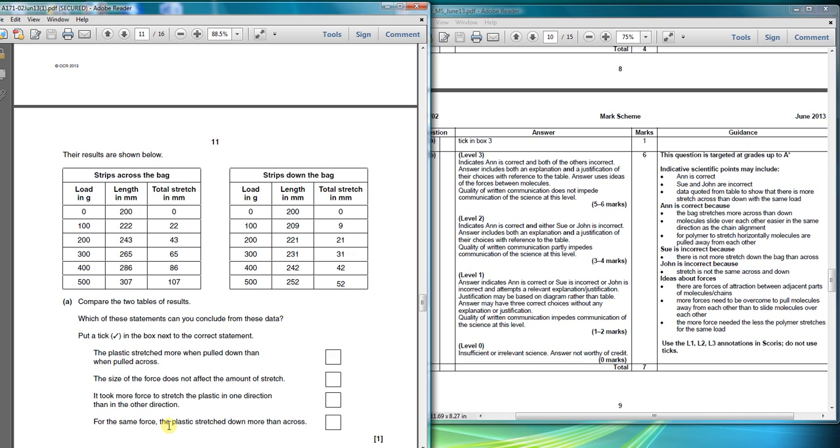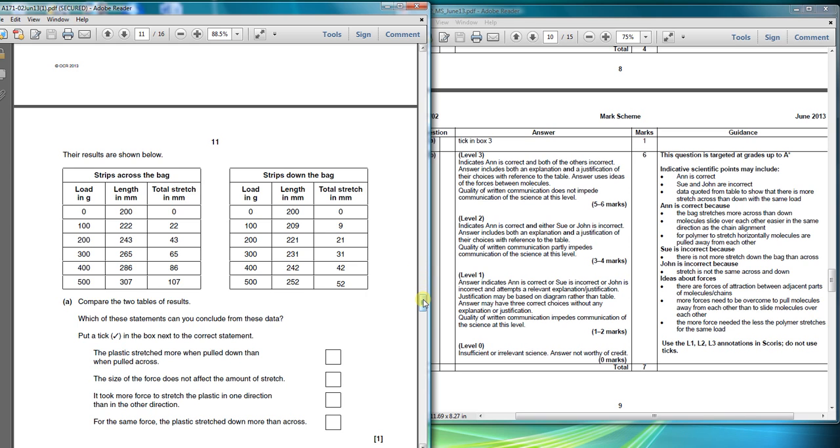Number 4, for the same force the plastic stretched more down than across. Let's have a look. Did it stretch more down at 500 grams? No, as we said, it stretched more across than it did down, so that one is wrong as well. A tick in box 3 gets you your first mark for question number 5.